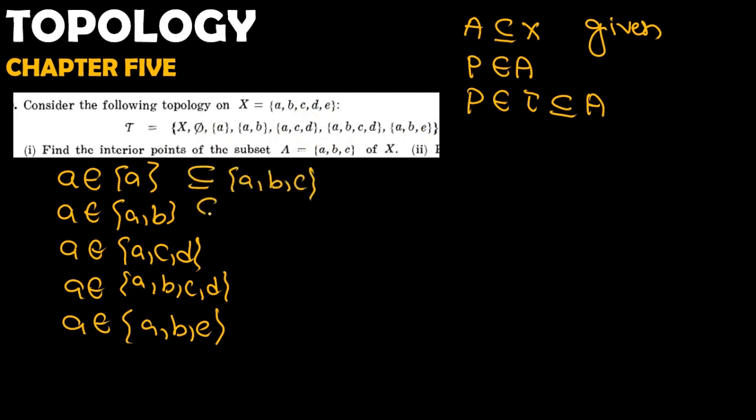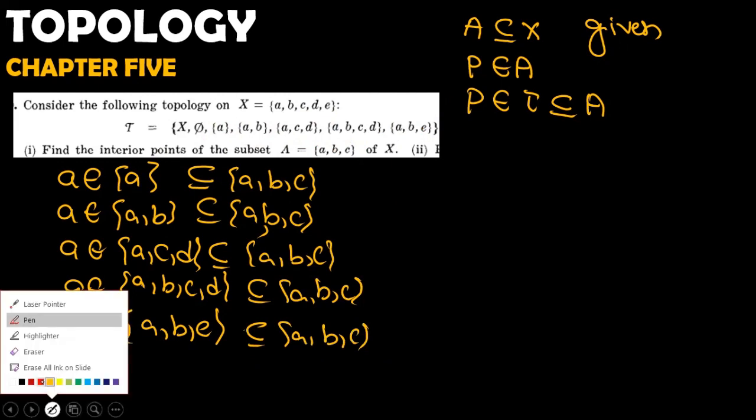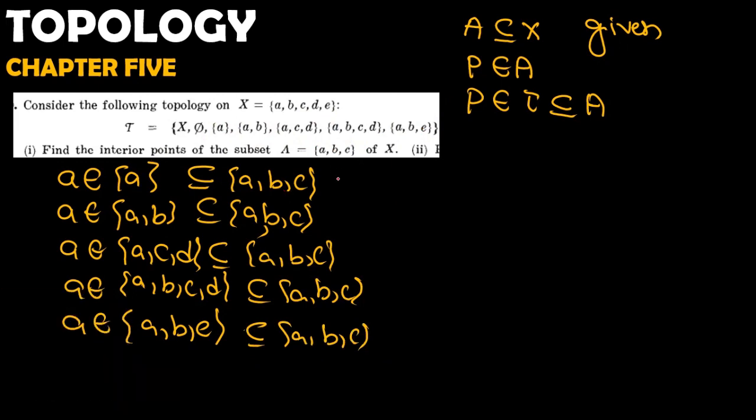A is equal to ABC. Similarly, AB is equal to ABC. Now I'm writing this. And similarly, A, B, C. Now A is a subset of ABC exactly. As A is a subset of AB, so for ABC I can find one interior point. Now, as AB is a subset of ABC, this is also satisfying our condition.